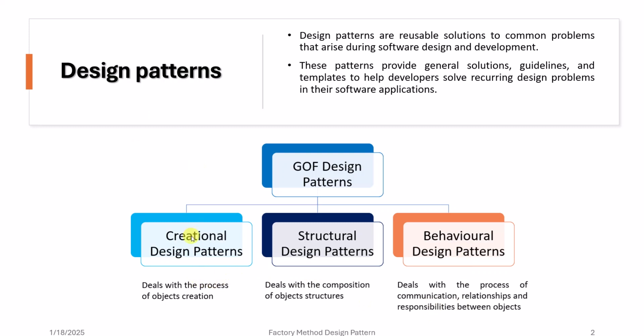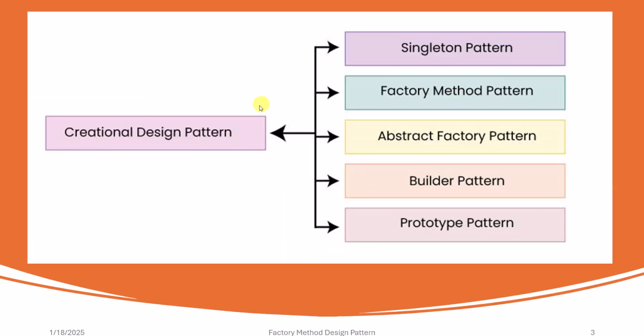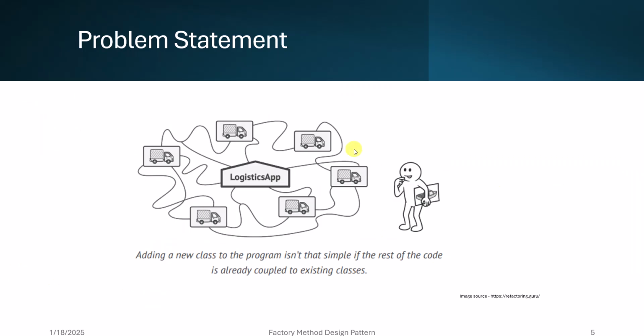Today we will see one type of creational design pattern. There are five main types of creational design pattern: singleton, factory method, abstract factory, builder, and prototype. Today we will see the factory method design pattern. First, let's start with the problem statement.